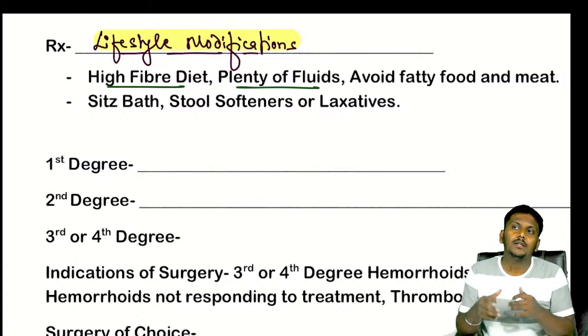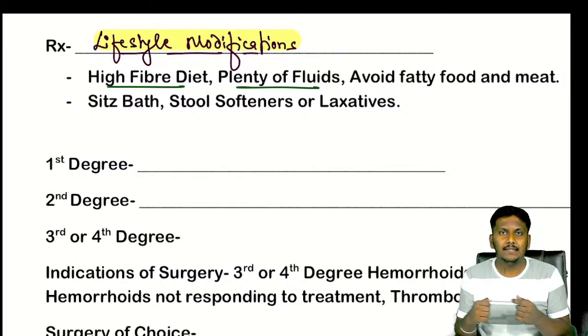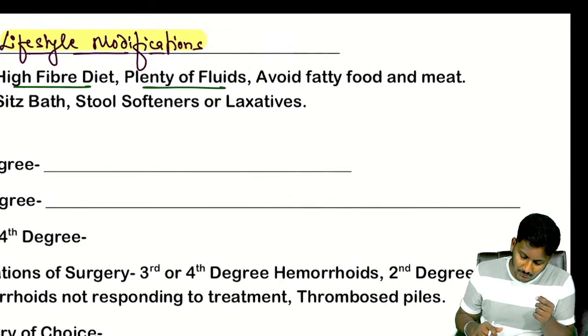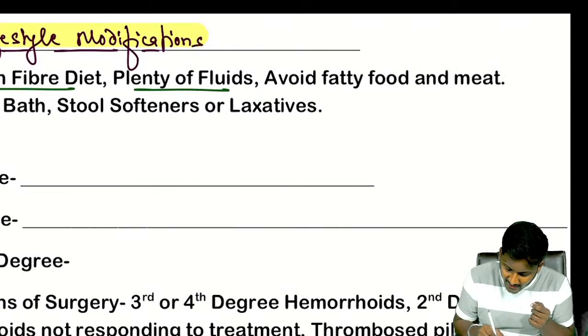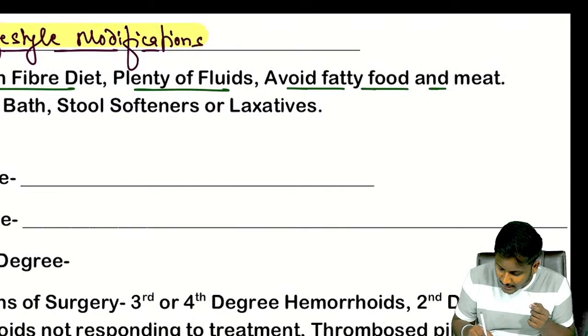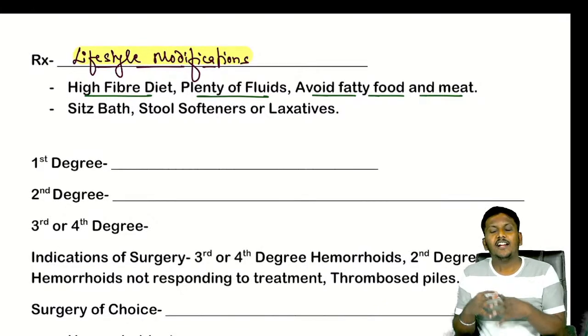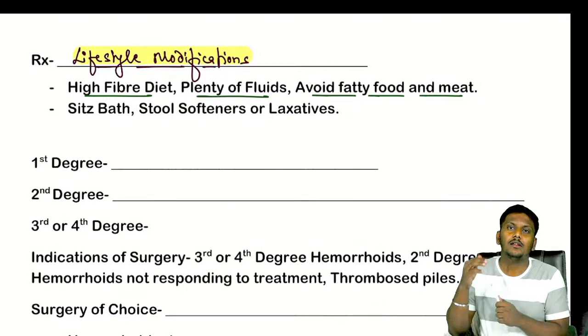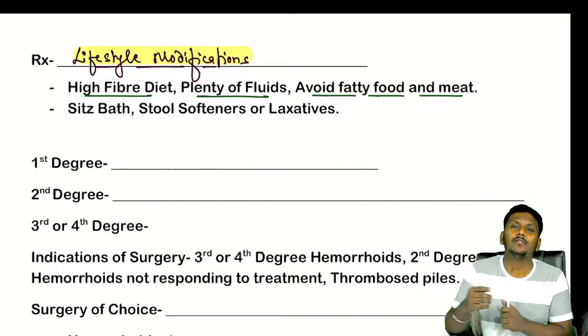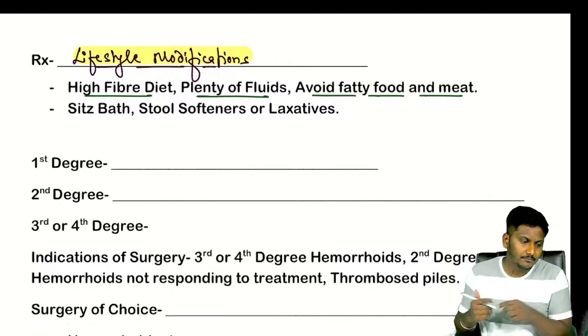Due to that, the stools of the patient will become softer and therefore there will be an easy passage of those stools. Next important, the patient has to avoid any fried fatty food or even meat for that matter. Reason: that fried fatty food or meat has a longer transit time and therefore they increase the risk of constipation.